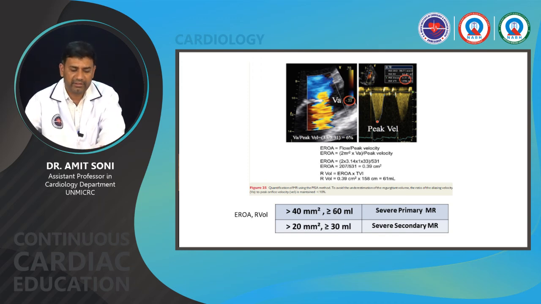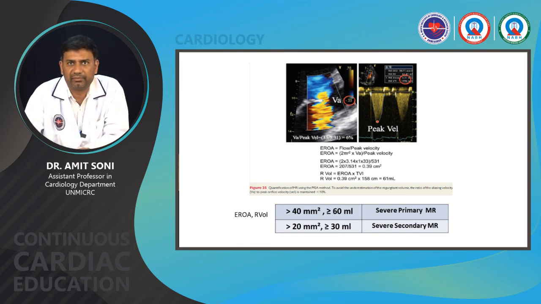So effective regurgitant orifice area: in the case of severe primary mitral regurgitation, the effective orifice area is more than 40 mm² and the regurgitant volume is more than 60 ml. While in a severe secondary MR, the effective regurgitant orifice area is more than 20 mm², while the regurgitant volume is merely more than 30 ml. It is a severe mitral regurgitation.